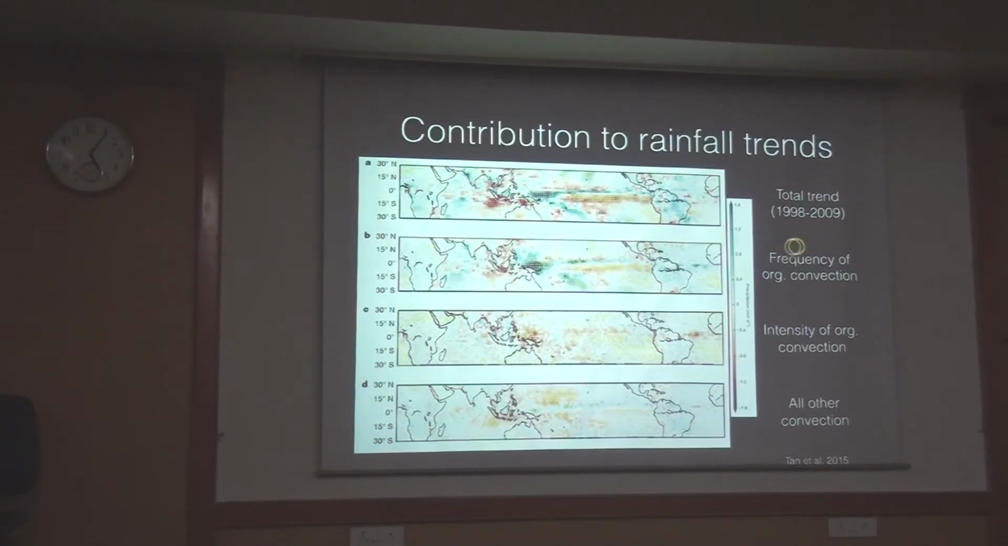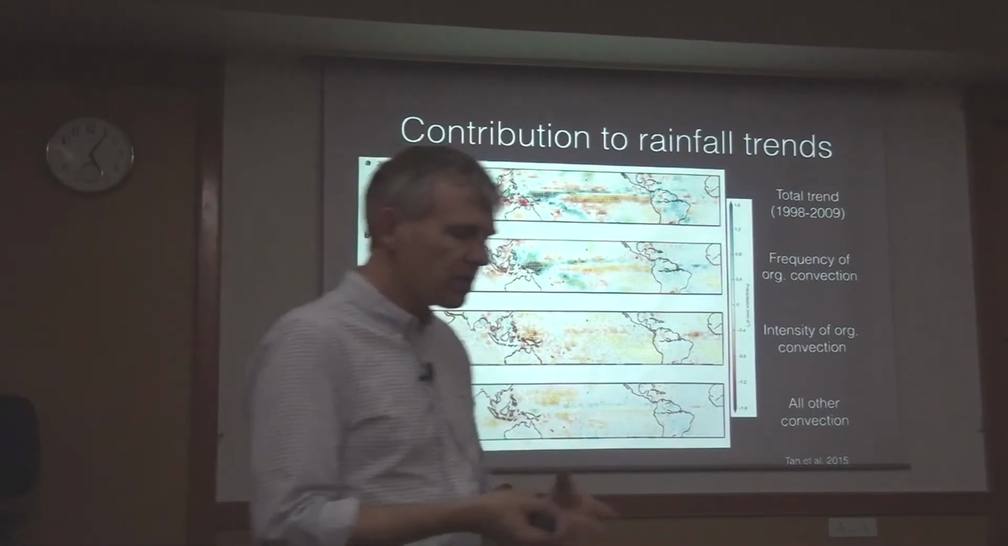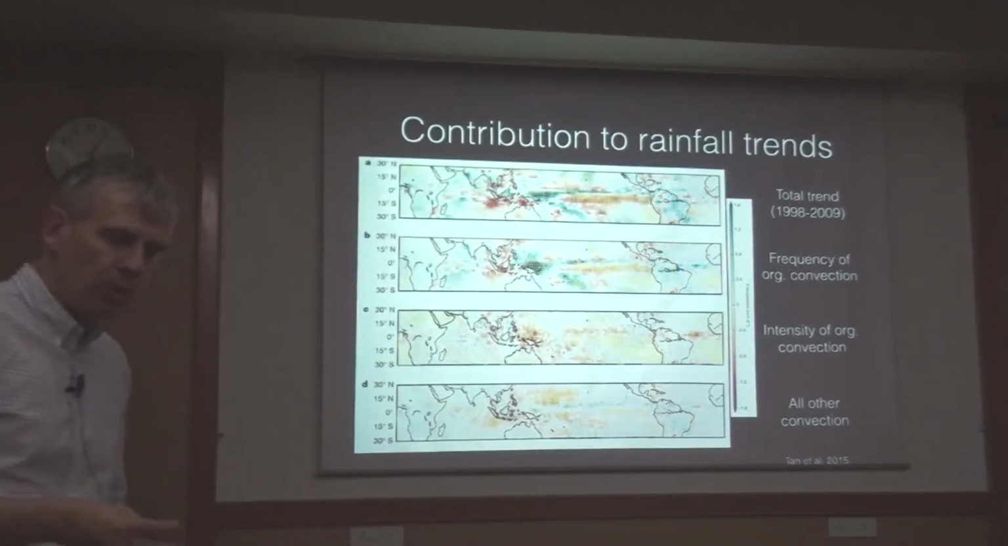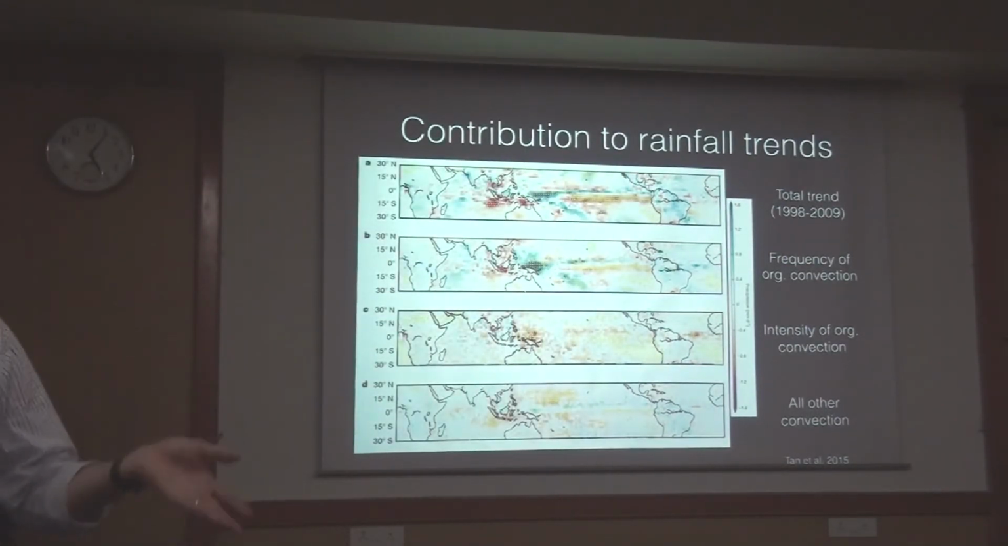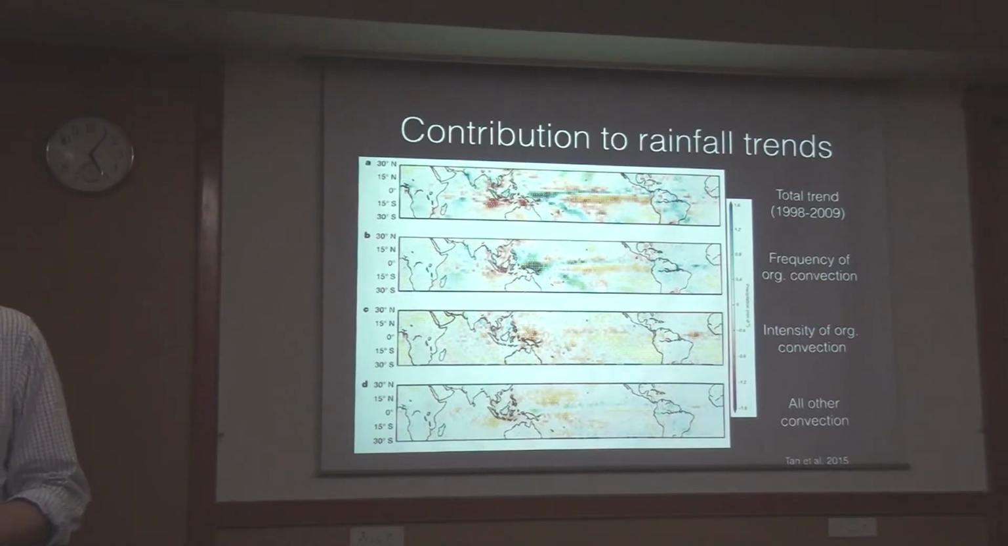So this was the organized convection only, and this is if you take all the other types of convection. You can see, yes, they also contribute a little bit to the trend, but the overwhelming contribution, once again, comes from organized convection. So again, organized convection is not just important in that it produces a lot of rain, it's also important in that the changes in the rainfall seem to be mostly associated with changes in organized convection, which again throws a challenge at climate models.